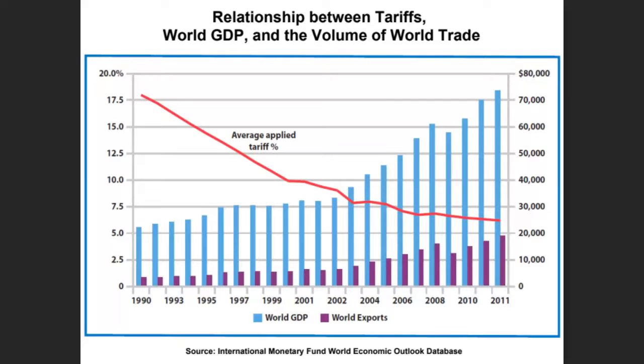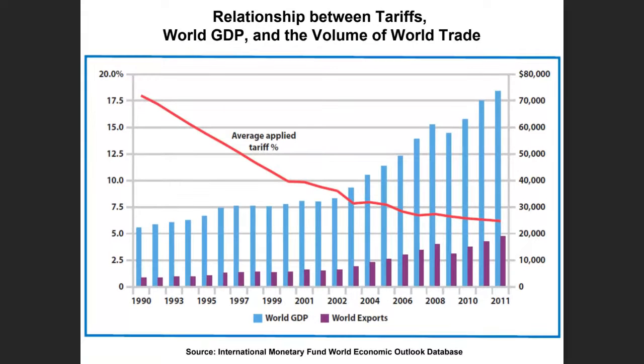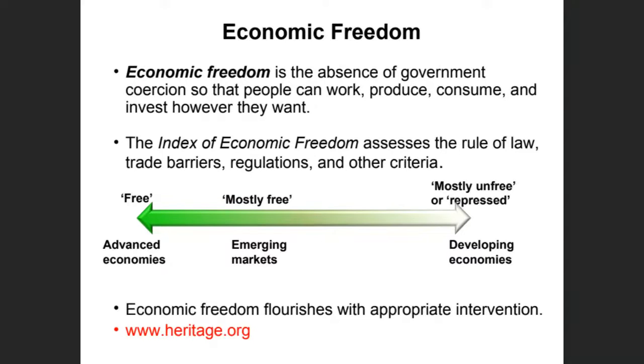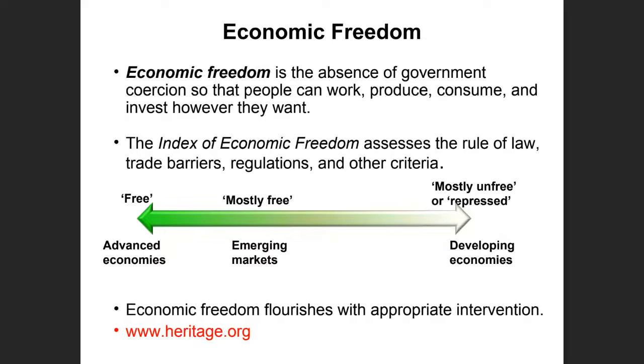Okay? So this is the example of tariff, world GDP, and the volume of world trade. So one approach to evaluate the consequences of government intervention is to examine each country's level of economic freedom, which is defined as the absence of coercion or constraint on the production, distribution, and consumption of goods and services beyond the extent necessary for citizens to protect and maintain liberty themselves.